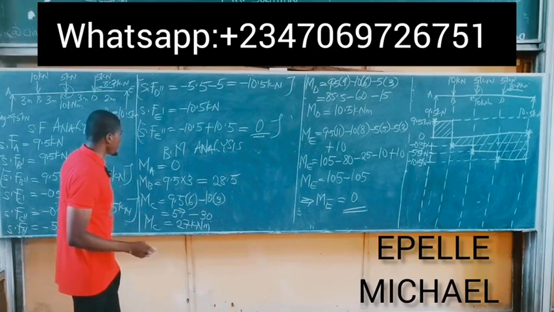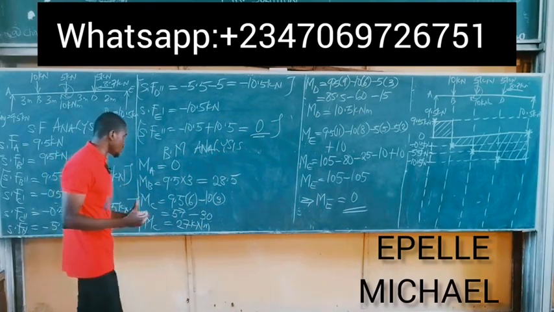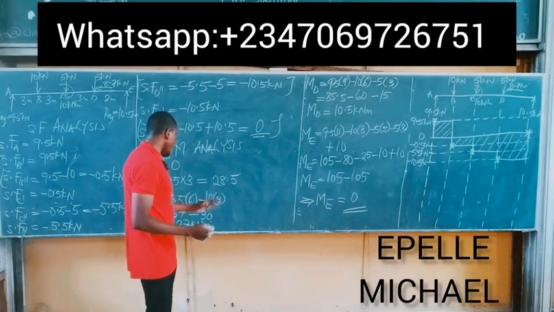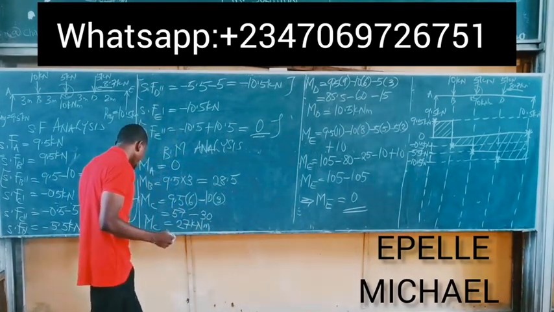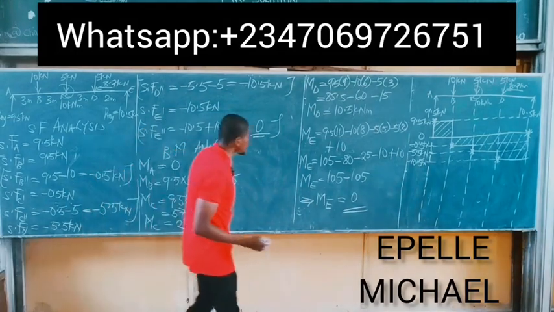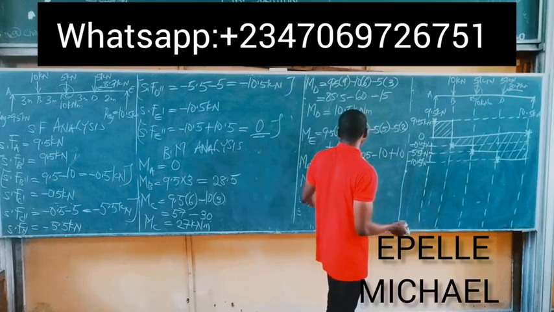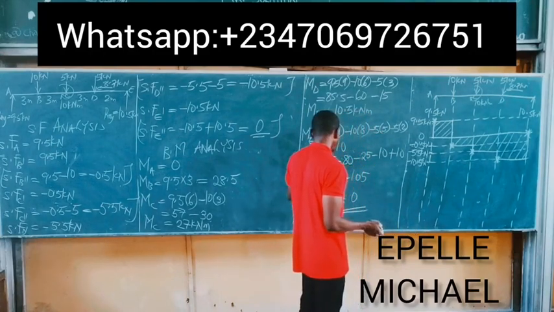Next is to plot the bending moment diagram. Also pick out the bending moment values from the highest to the lowest. So moment at A is 0. At B we have 28.5. Moment at C we have 27 kilonewton meters. At D we have 10.5. And of course at E is 0.